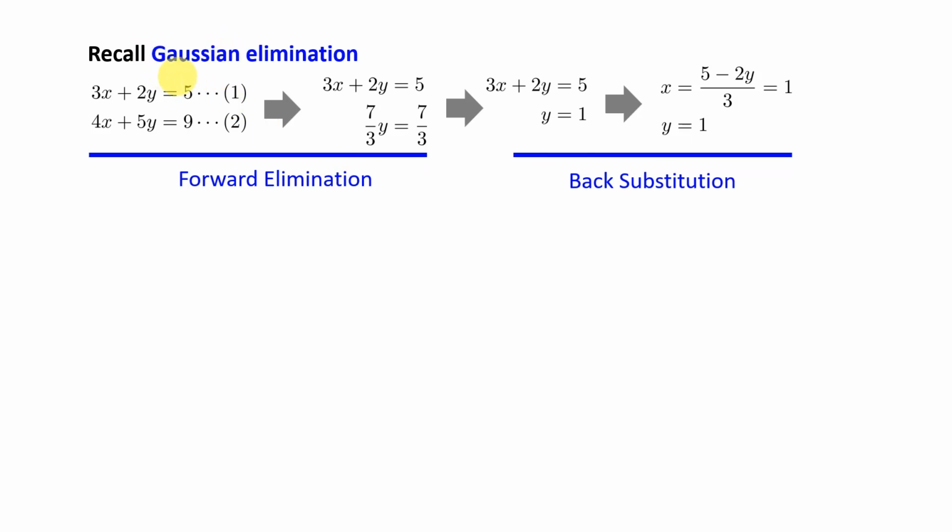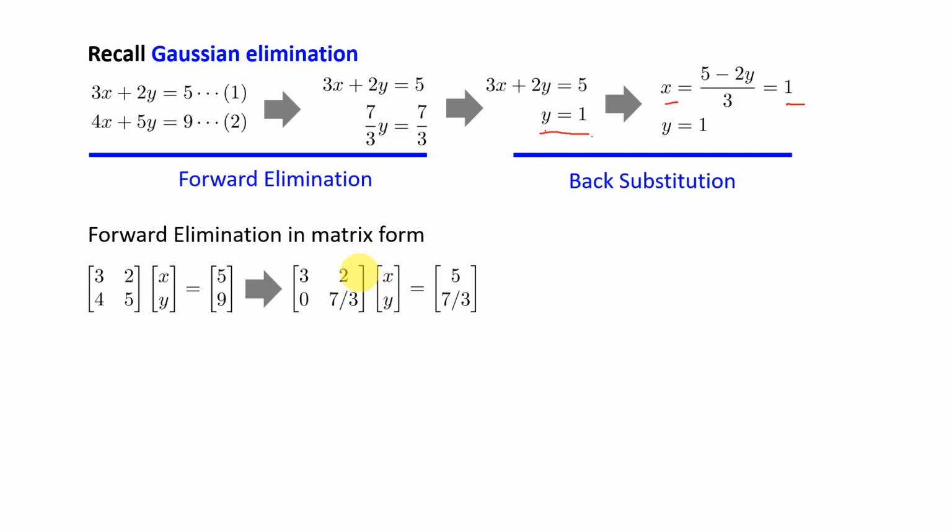Remember our example of Gaussian elimination of this simple equation, that is 3x plus 2y equal to 5, 4x plus 5y equal to 9. We do the forward elimination, eliminate x from the second equation. We have 7/3 y equals 7/3. Then I go toward back substitution. From equation 2 I get y equals 1, and then I use y equals 1 in equation 1 and I get x equals 1. You can verify by putting 1 in place of x and 1 in place of y that it will satisfy the equations.